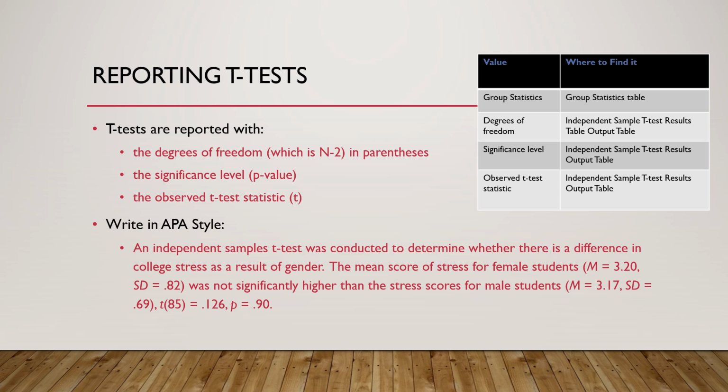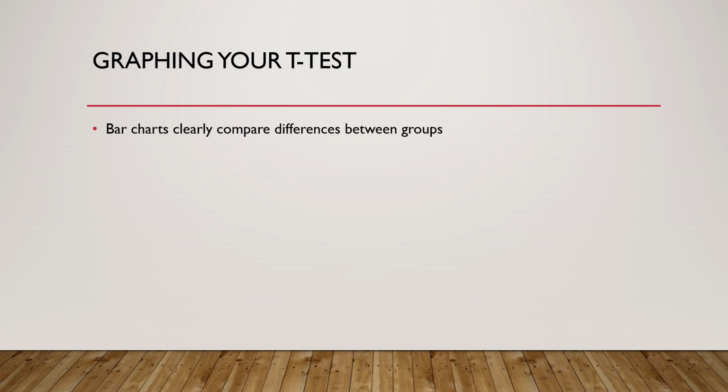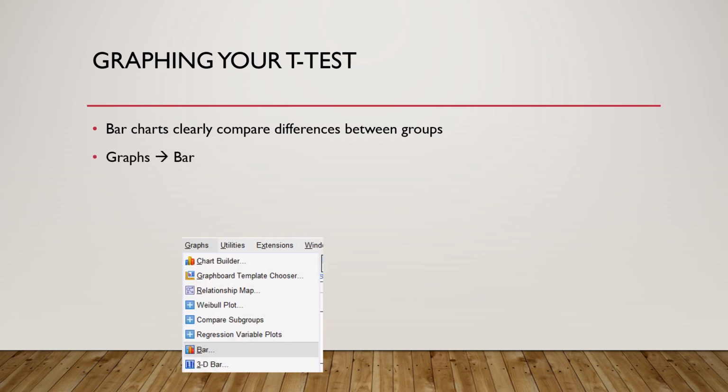And that's it. The next step that you're going to have to do is to graph your t-test, to show off the differences visually. And this is going to be a bar chart, which clearly compares the differences between the groups. Specifically, how do the means from one group compare to the mean for the other group. For this, you're going to go under Graphs and select Bar there. You're creating a bar chart or a bar graph, so you're going to do Graphs, Bar.